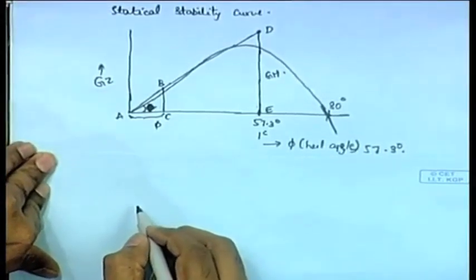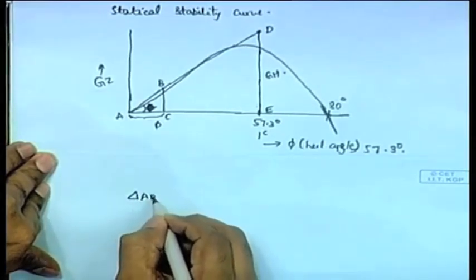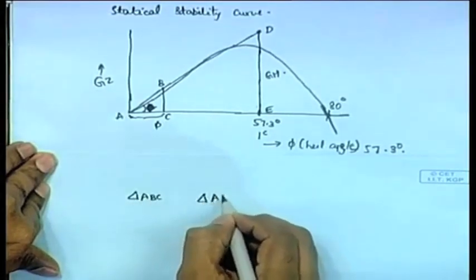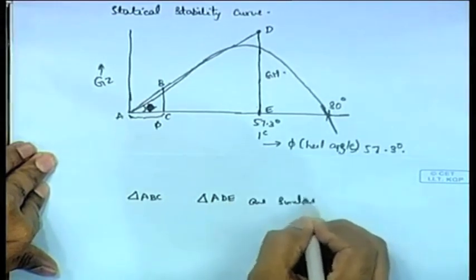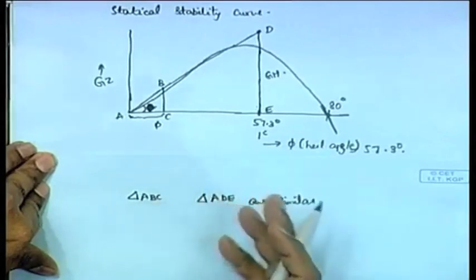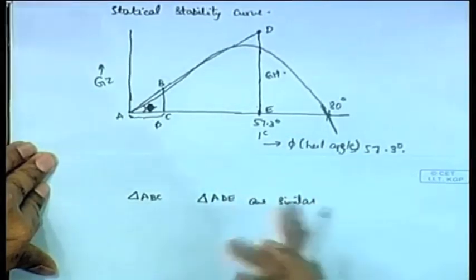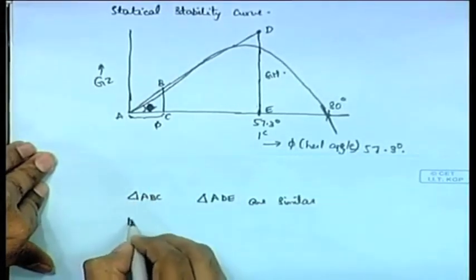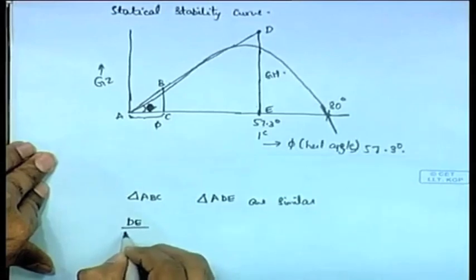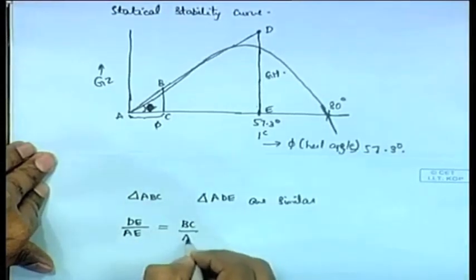Now you can see directly that the triangle ABC and the triangle ADE are similar. That you can directly see in the figure. It is the same angles, all three angles are the same. So, they are similar triangles. Therefore, DE divided by AE equals BC divided by AC.